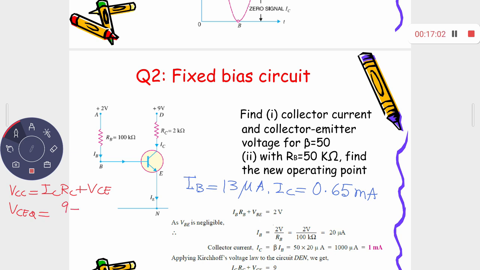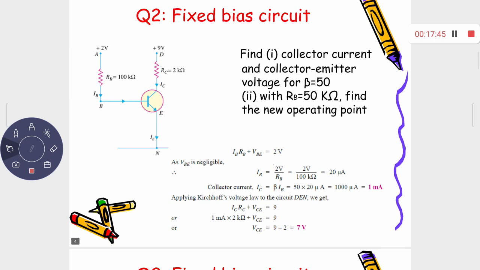9 volts minus 0.65 into 2. RC is 2. So 0.65 in milli, 2 in kilo. That is 1.3. That means 7.7. Okay. 7.7.